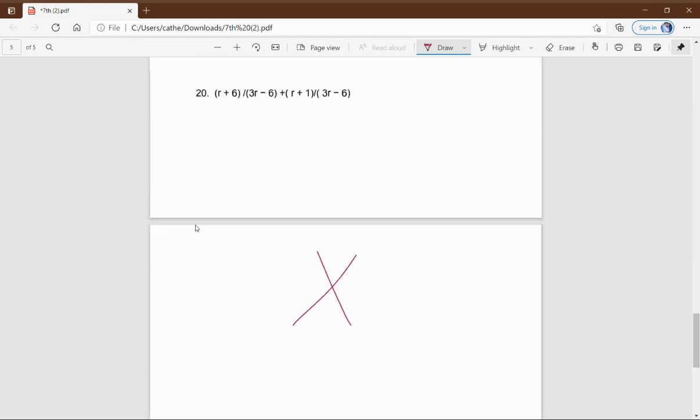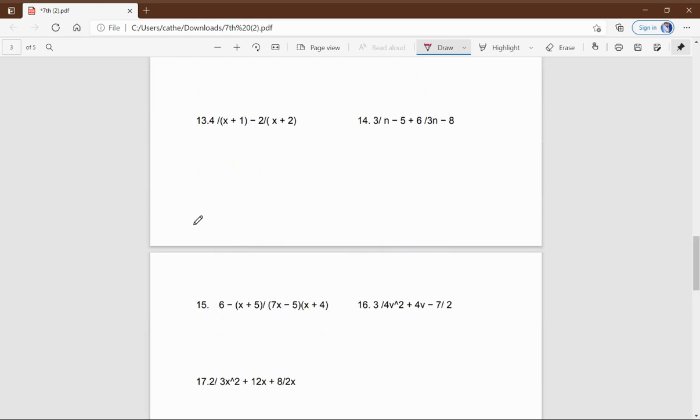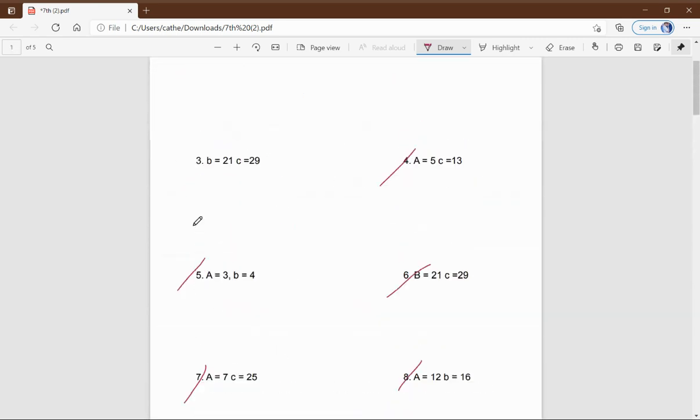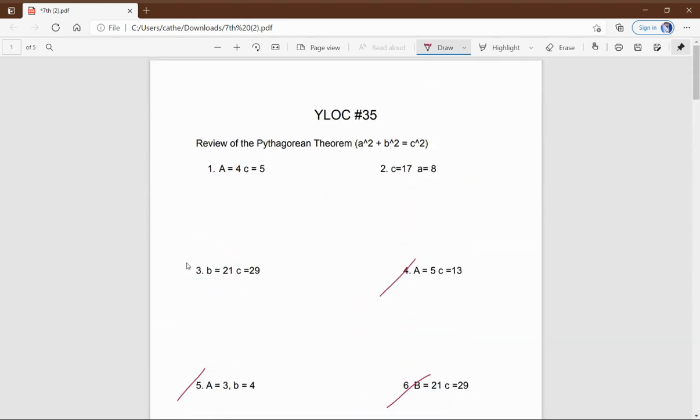Oh, there's no page 4. Page 5. We have 4 pages. Okay. 4 squared plus b squared equals 5 squared, which is 16 plus b squared equals 25. So b squared would equal 9, so b equals 3.